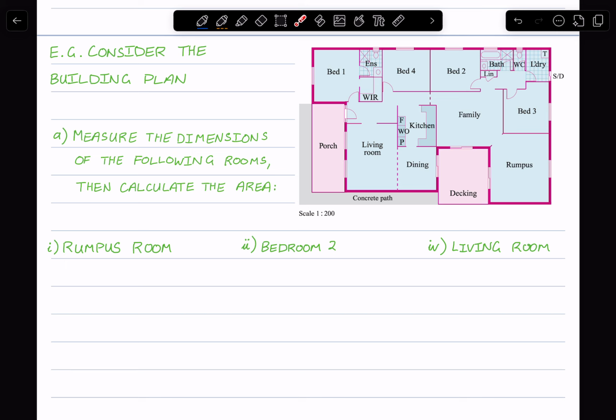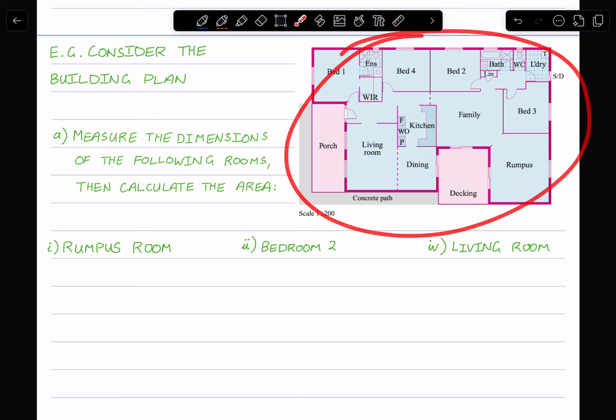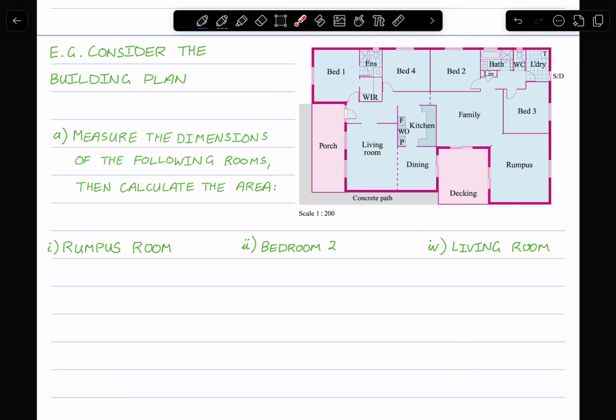So here we have a building plan, or a floor plan. And as you can see, we have a scale here in our bottom left. Remember, almost all scale drawings will be given one, unless it's part of the problem to find the scale. Part A of this question is we're going to measure the dimensions of the following room and then calculate the area of the room.